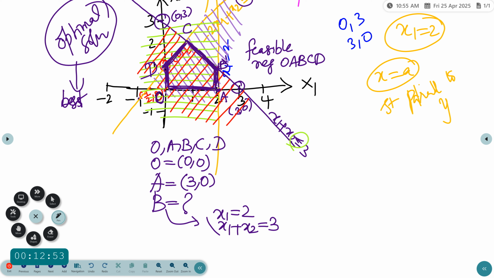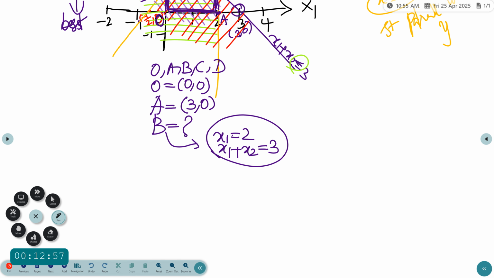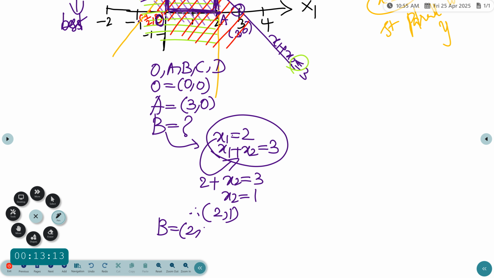B is the meeting place of these two lines. Here x1 equal to 2. So what is x2? If you substitute x1 equal to 2 here, then 2 plus x2 equal to 3, that is x2 equal to 3 minus 2, 1. Therefore the point is x1, x2, 2, 1. Now we have the value for B equal to 2, 1.